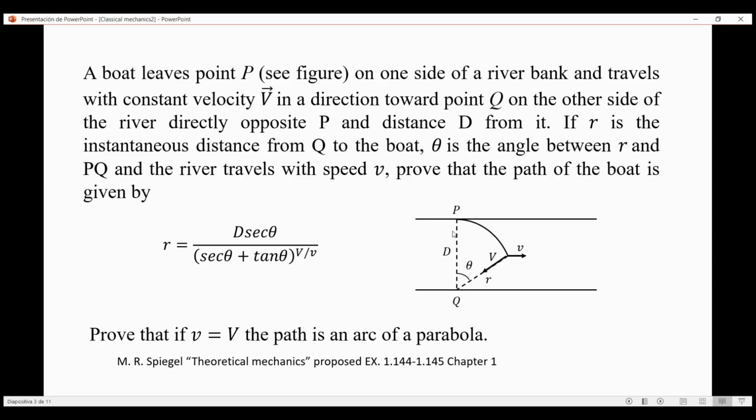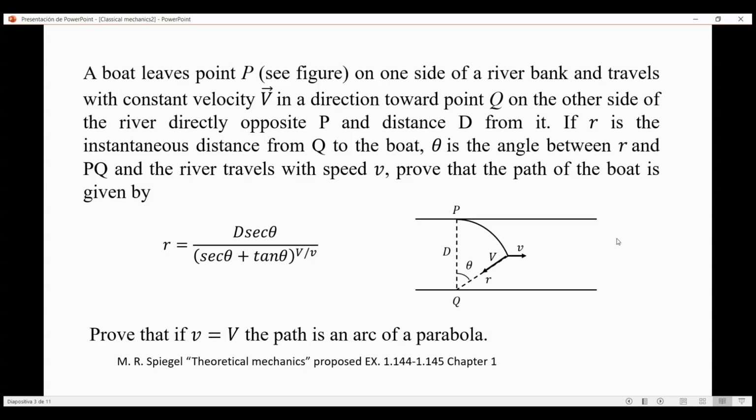A boat leaves point P here, on one side of a river bank, and travels with constant velocity v in a direction toward point Q on the other side of the river, directly opposite to P and distance d from it. So he starts here. Here we've got point Q, distance d between both, and the rower is always rowing toward Q in radial direction toward Q. If r is the instantaneous distance from Q to the boat, this distance here, theta is the angle between r and PQ, and the river travels with a speed v horizontally, like this. The current travels like this.